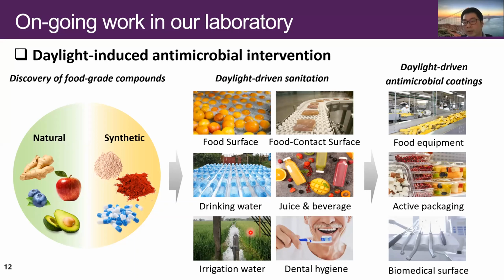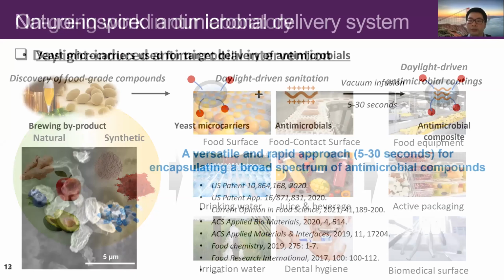So we can turn on our UVA light, then bacteria can get inactivated. And also we can utilize the sunlight to treat the irrigation water. Sometimes we can use this approach for dental applications. So again, these compounds can also be immobilized on the food equipment surface, as well as active packaging and biomedical surfaces. So this is the first part I want to introduce today, and let's move to the second part.